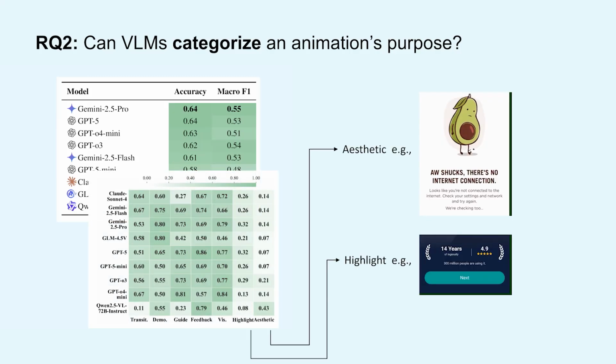Models performed worse on more subtle categories like aesthetic and highlight. These animations were frequently misclassified or resulted in a lack of consensus among the different VLM predictions, indicating confusion or inconsistent reasoning.